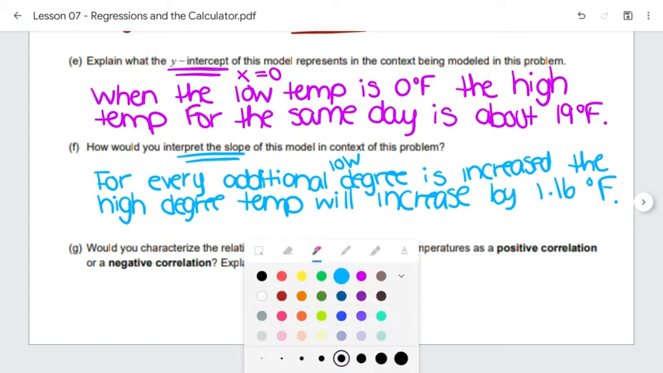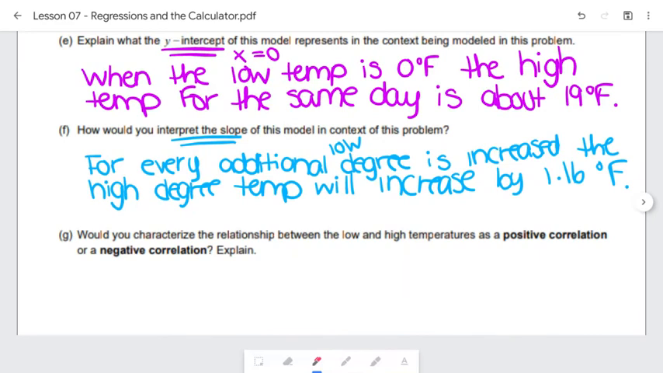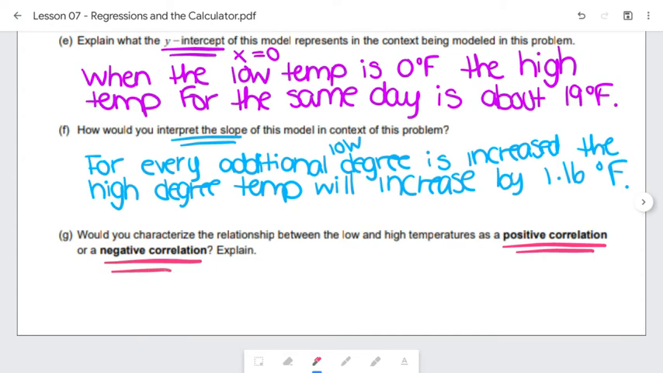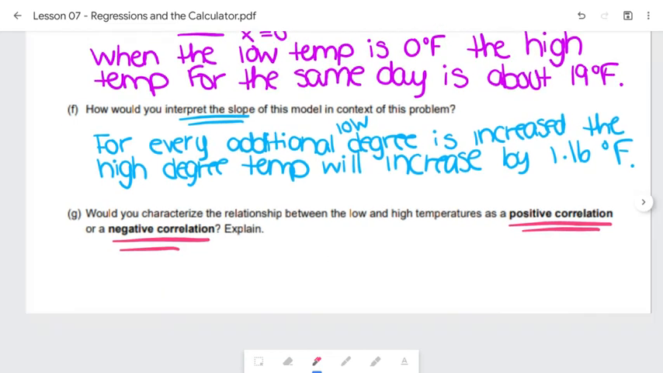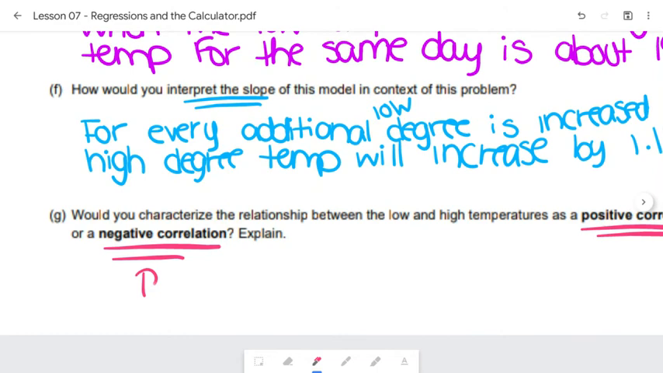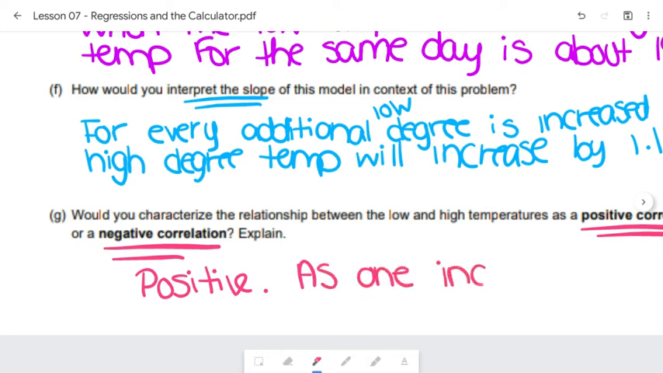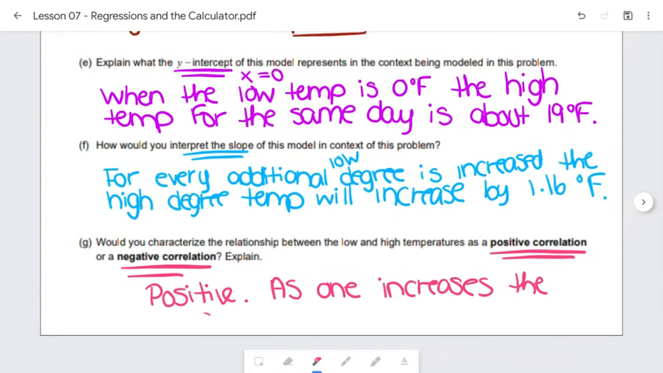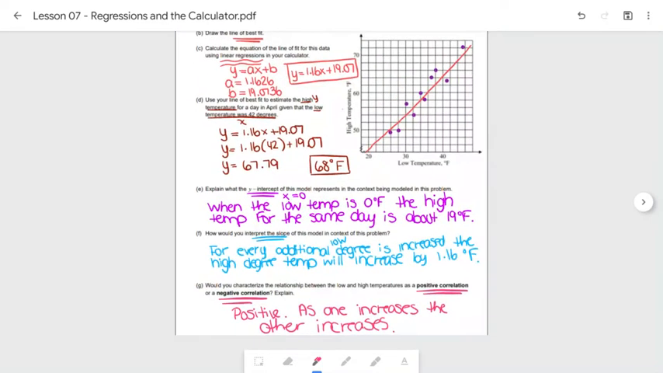And then finally, would you categorize this relationship between low and high temperatures a positive correlation or a negative correlation? Well, I would definitely call it a positive correlation. So as one's increasing, the other's increasing. So that's positive, just like my slope would be positive in this case. Again, as one increases, the other increases. That is a positive correlation there. Okay, cool.